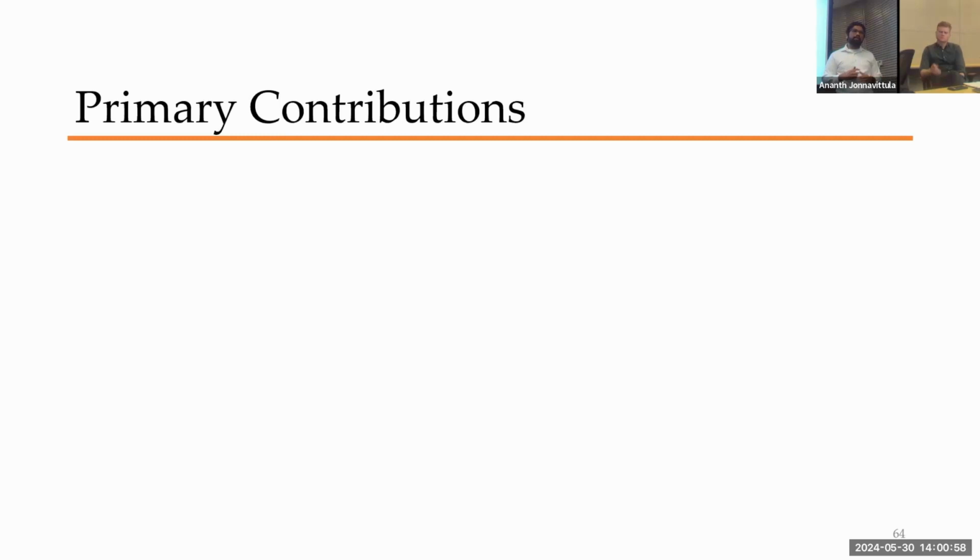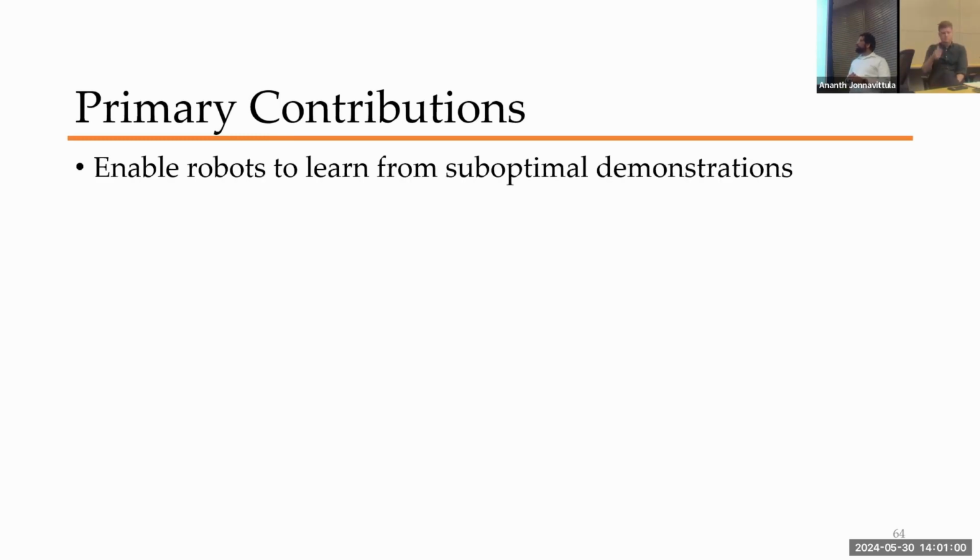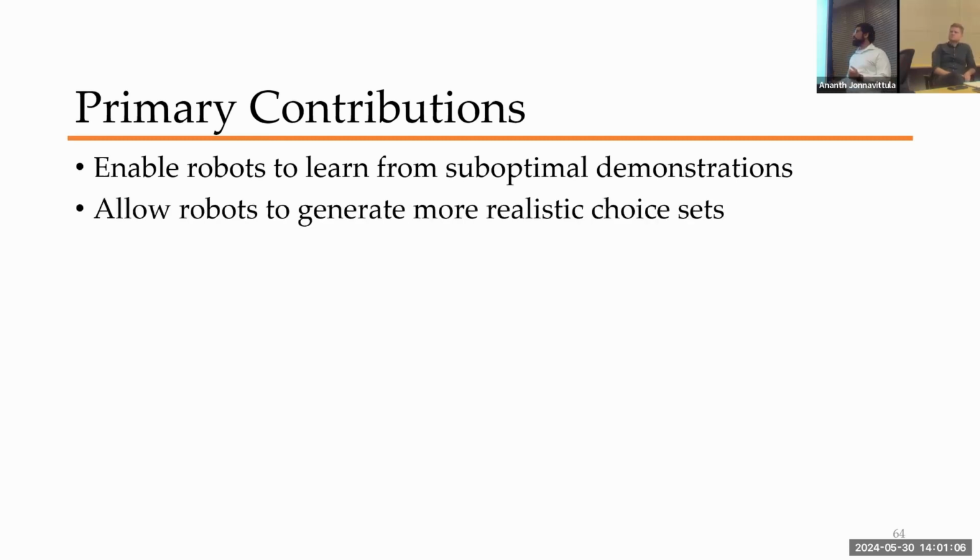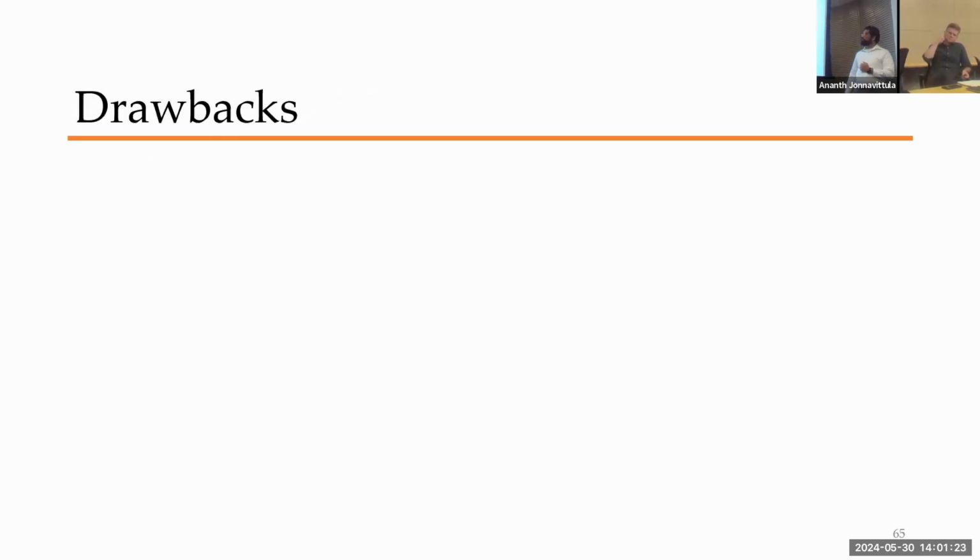So what are our primary contributions in this part of the work? We enable robots to learn from these suboptimal demonstrations where I was spilling coffee, but the robot was not at the end of the day. And we do this by allowing robots to generate more realistic choices. Instead of assuming that the human could have shown any demonstration, we say, no, try to bring similar or simpler alternatives. And using only those, see if you can extrapolate more information.